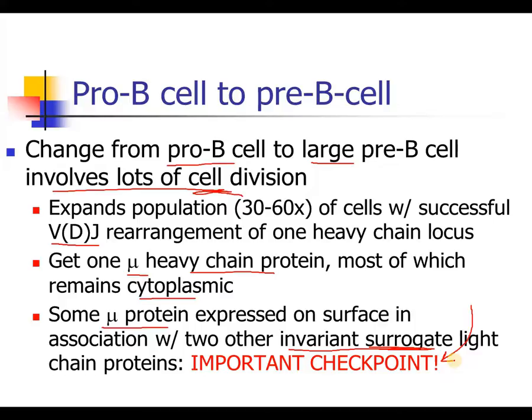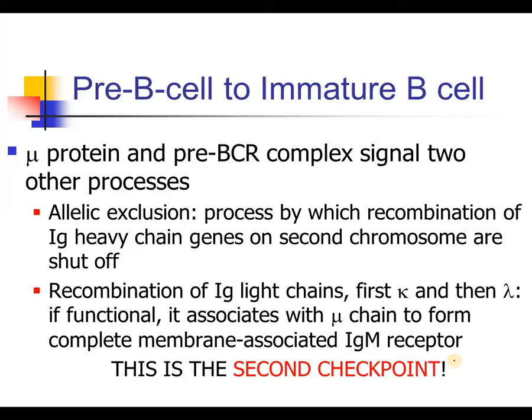surrogate light chains. There will be Ig alpha and Ig beta signaling molecules, and all of that together is going to form a pre-B cell receptor complex to check, does this B cell receptor complex pass muster? If it does, assuming that there was successful expression of that mu protein and the invariant light chains, the pre-B cell receptor complex, two other processes will be signaled.